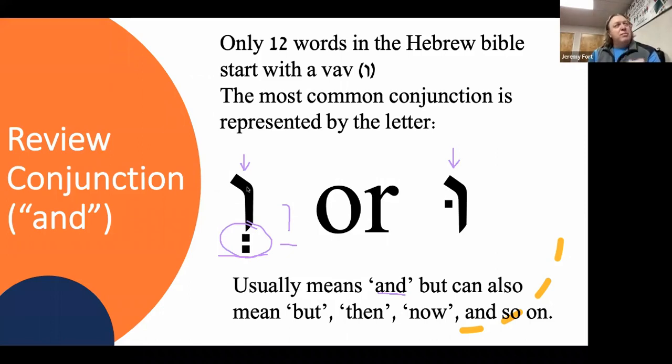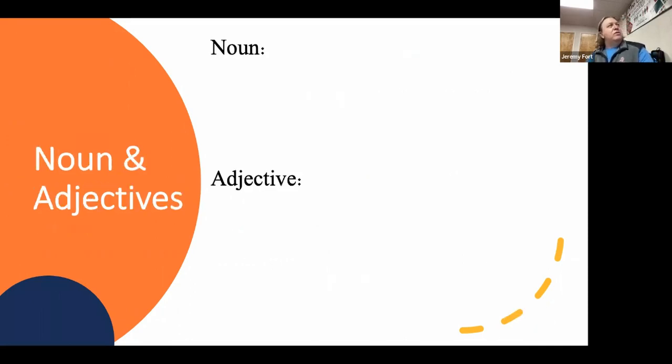And I don't spend a lot of time on it because you'll eventually just be able to see it. You'll pick it up and see it. It's fairly easy. So the reminder on the vav, that is your conjunction: and, but, then, now, and so forth. So we'll get into what we're going to talk about tonight, which we're running a little late. Sorry about that. We'll try to get through this as quickly as we can.